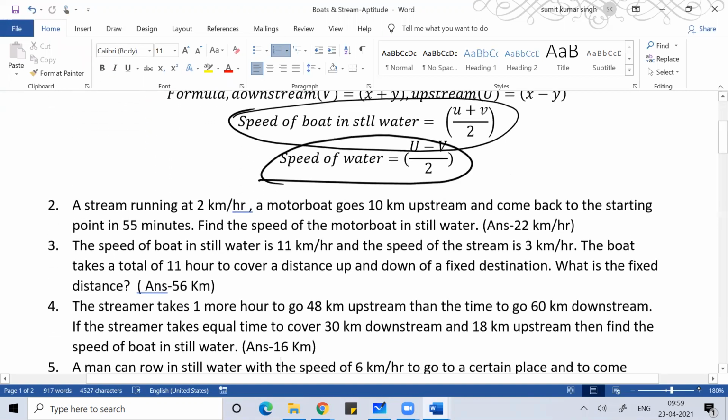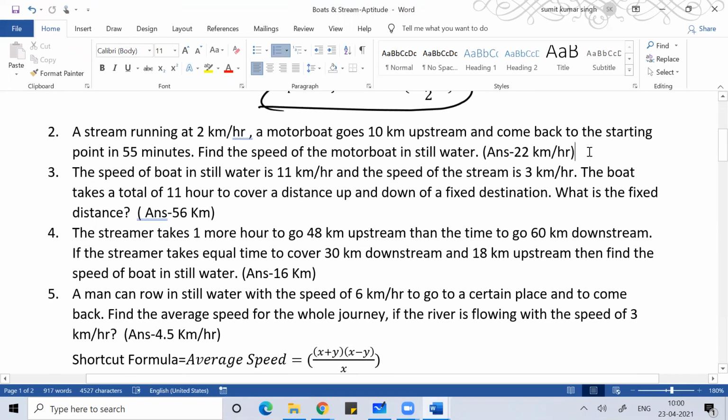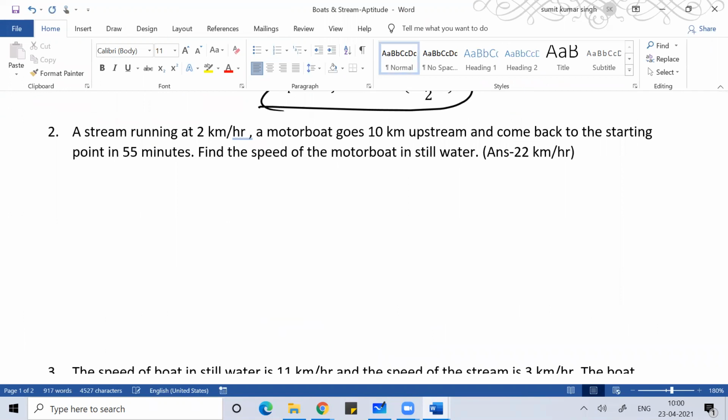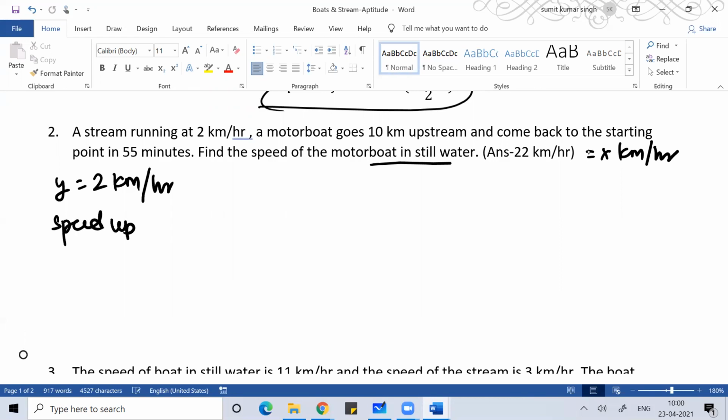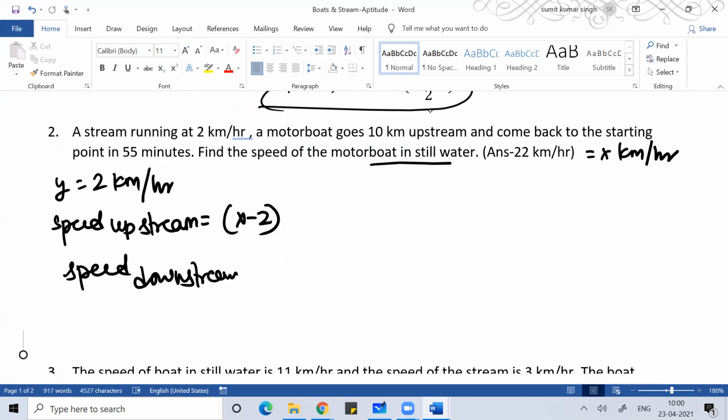Now you can see this question number 2. Suppose the stream is running at 2 kilometer per hour, means y is 2 kilometer per hour. A motor boat goes 10 kilometer upstream. You want the speed of motor boat, right? So let the speed of motor boat be x kilometer per hour. Then the speed in upstream will be x minus 2 kilometer per hour, and the speed in downstream will be x plus 2 kilometer per hour.